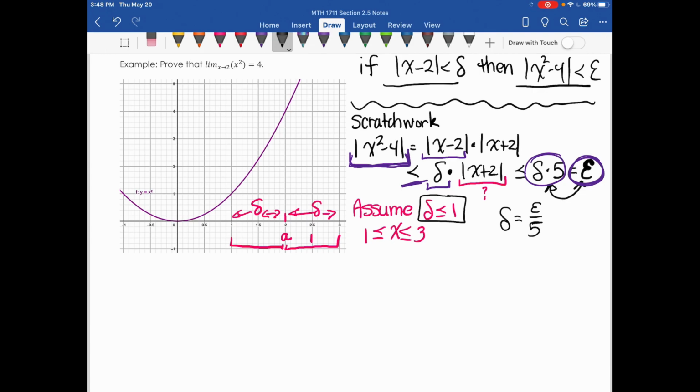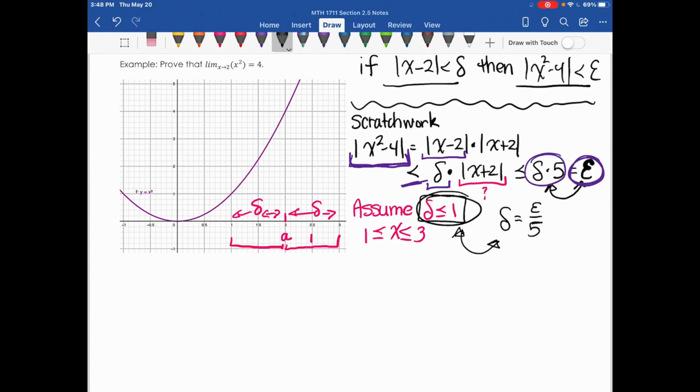So what if epsilon was 6? If we say that epsilon is 6, if we want our limit to be on an interval that has a distance of 6 on either side, then delta is going to be bigger than 1. And we already made this assumption that delta is less than or equal to 1. So we want to make sure that we pick the smaller of these two, because if we show that it works for the smaller of the two, then we know for sure that it's going to work.